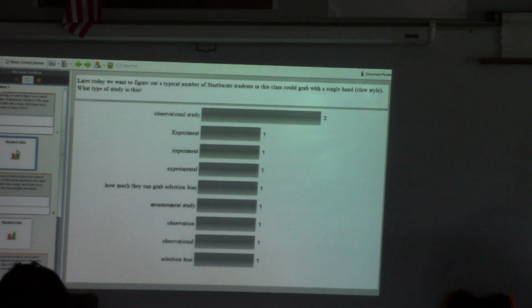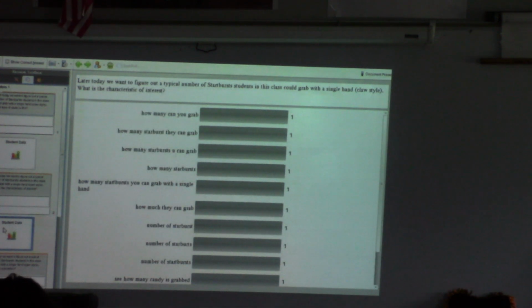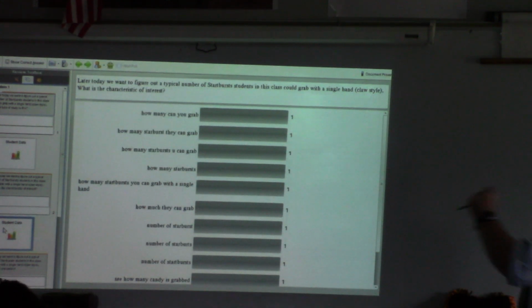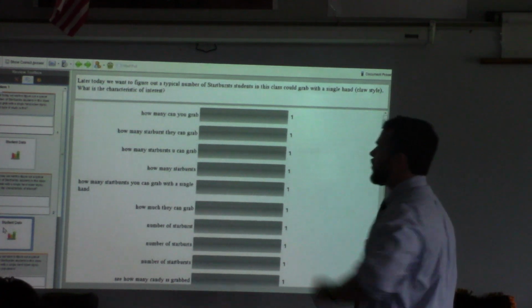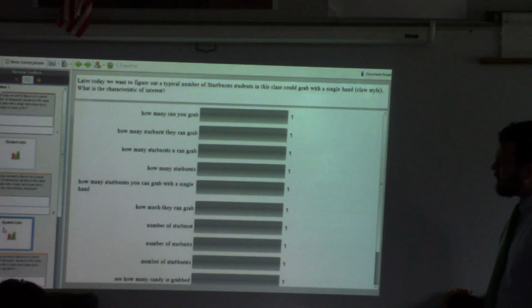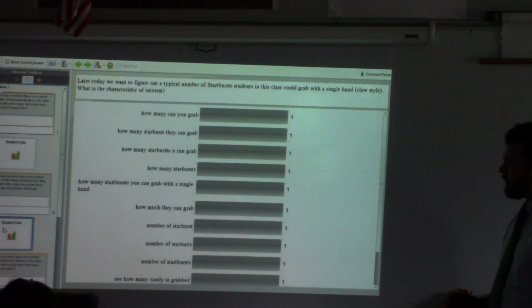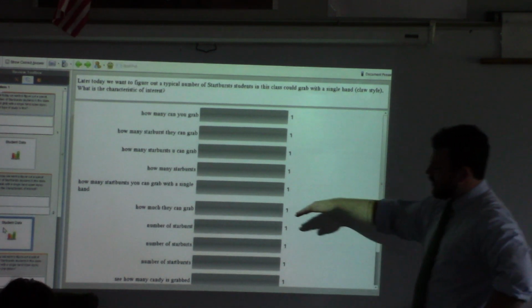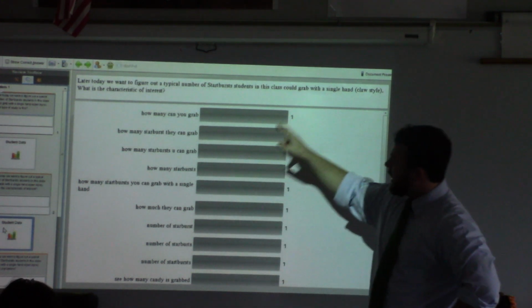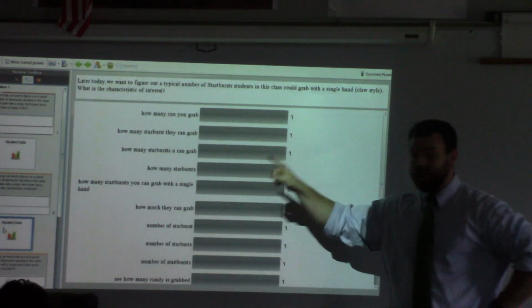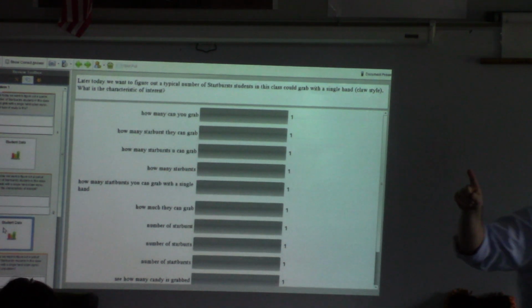Okay? So this is a great conversation, great mistakes. I love those mistakes because they helped us learn more. So, what is the characteristic of interest? How many starbursts they grab? Okay? So the number of starbursts, I see that regularly through here. There is a key word that we didn't include and I love it: a single hand.